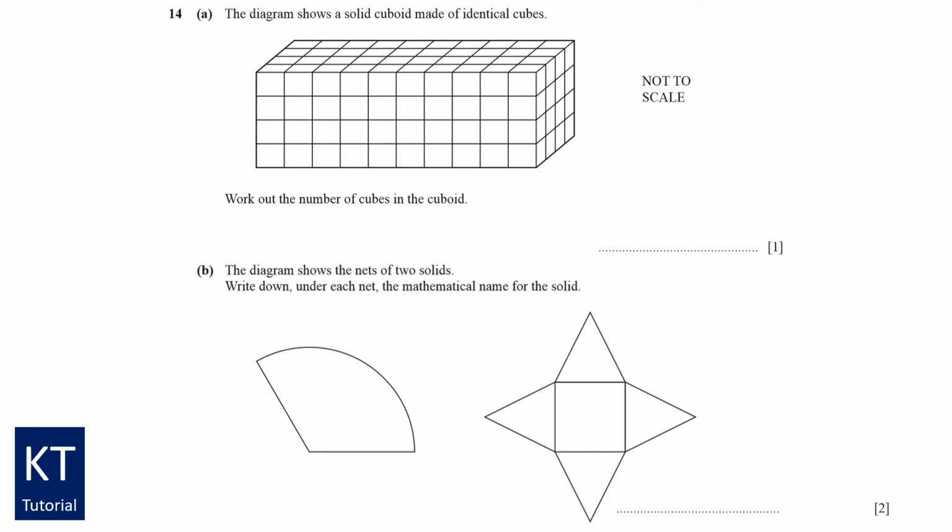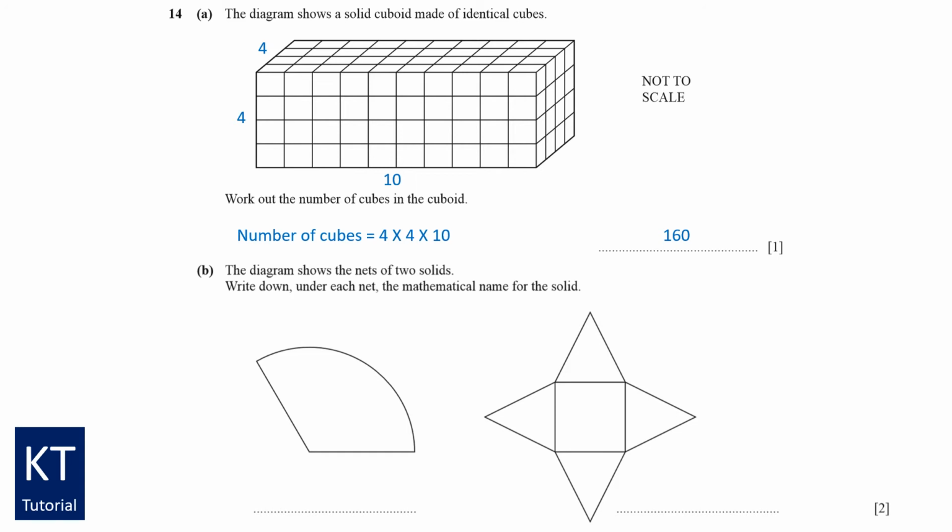Question 14a. The diagram shows a solid cuboid made of identical cubes. Work out the number of cubes in this cuboid. By identifying the number of cube sides representing each of the length, width, and height components of the solid cuboid, we will be able to arrive at the number of cubes by multiplying these together.